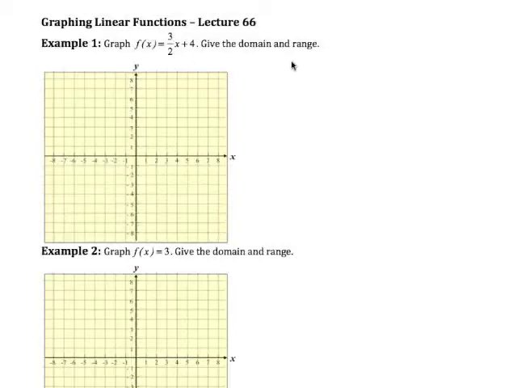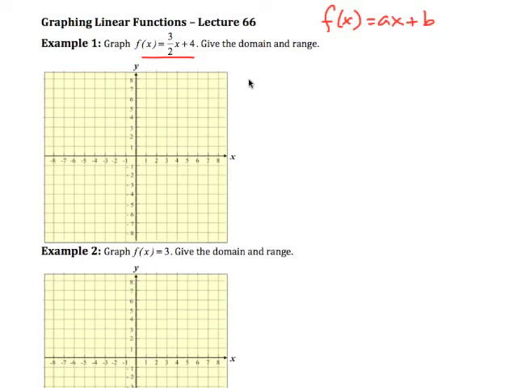Okay, in this lecture we're going to talk about graphing linear functions. Now, a linear function, of course, is a straight line of some form, and our functional form for this is, in fact, f of x is equal to ax plus b, where a and b are real numbers. Now, our linear function in this form, as you can see, here a would be 3 on 2 and b would be 4.